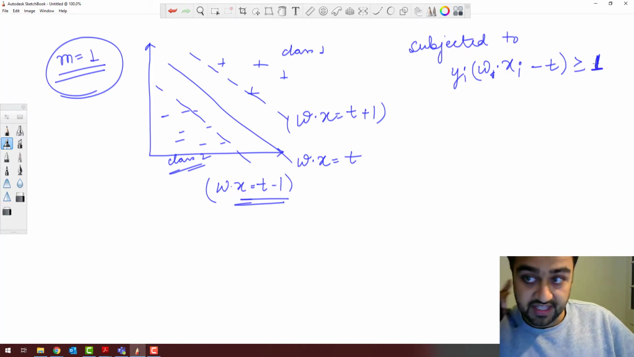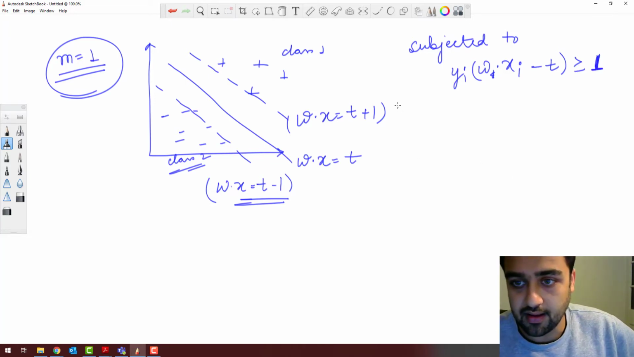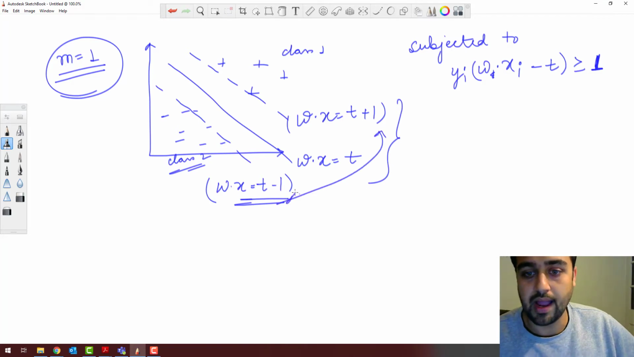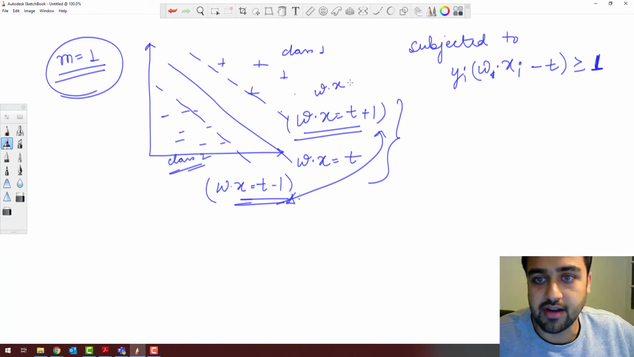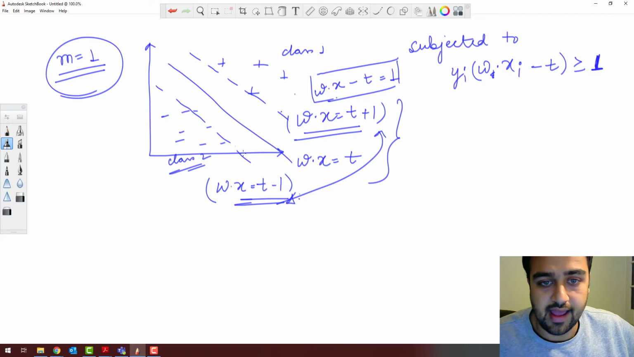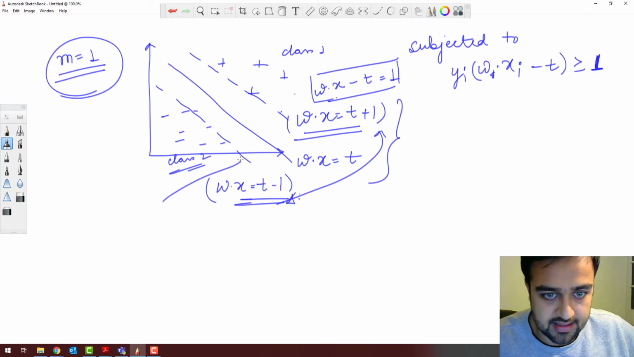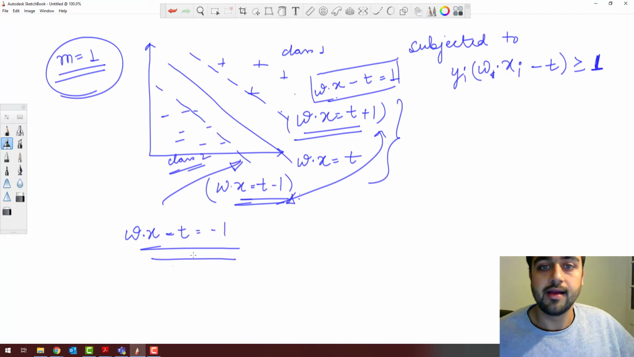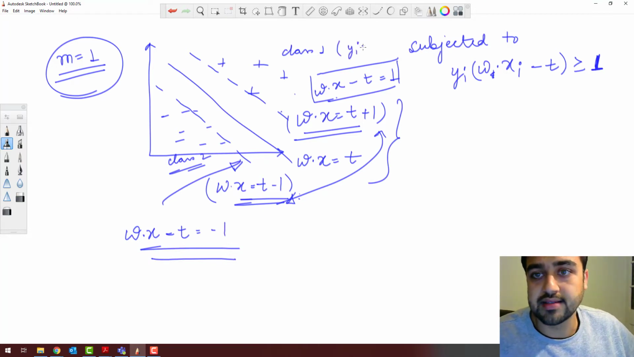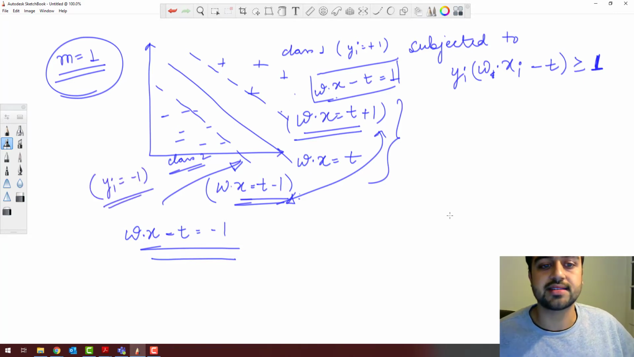Now as you can see, this is pretty intuitive, and this sums up all our three equations in one. Why? See the first equation, anything lying on this line or above would have w dot x minus t equal to 1, right? Similarly, anything lying on this line, on this support vector or below would have w dot x minus t equal to minus 1, right? For class 1, we take yi equal to plus 1, and for class 2, we are taking yi equal to minus 1, as it's a two class separating problem.